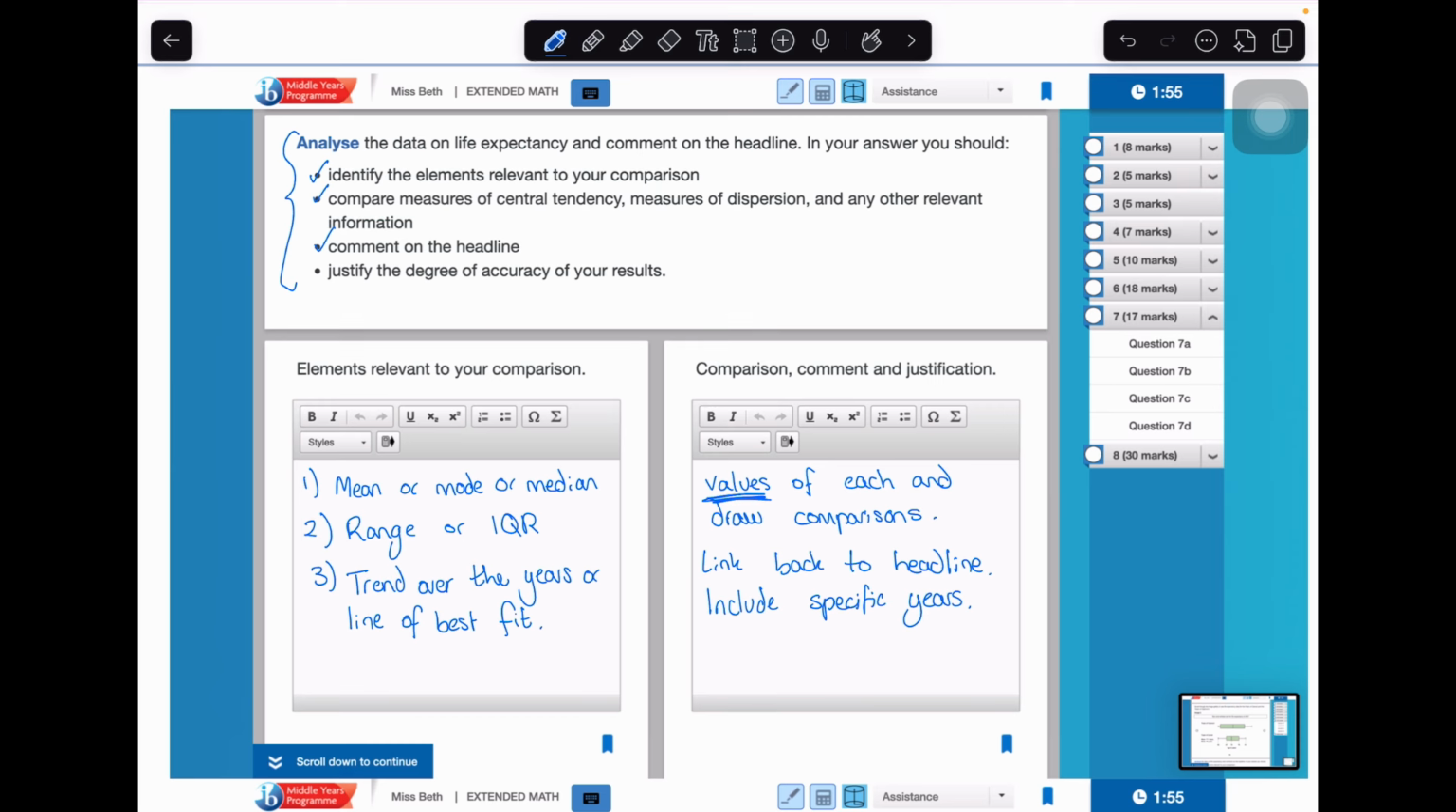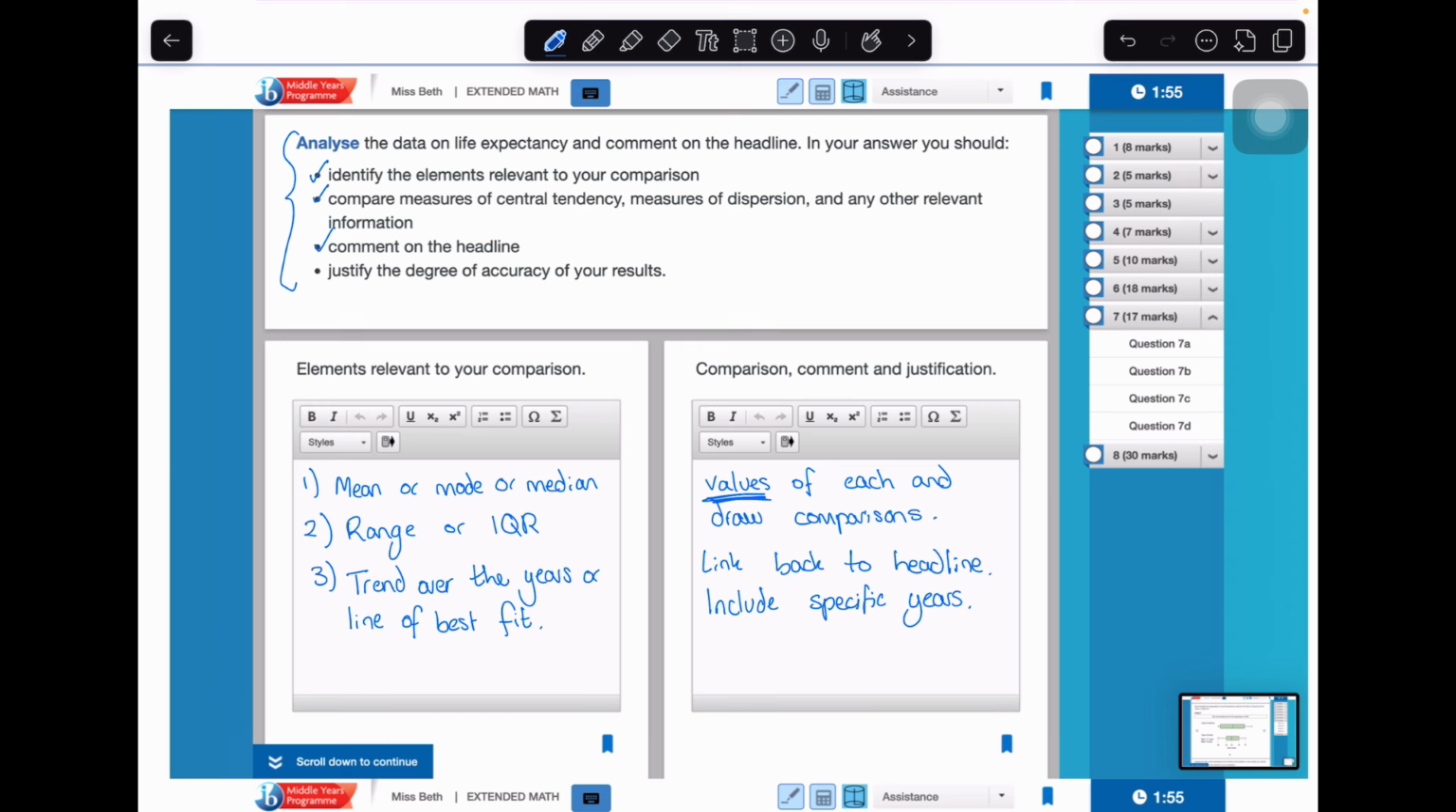You could say that there was a gap, but it narrowed in 1980. There was a gap for 30, 50 years. All those sort of things where you're being very, very specific on the years that you agree with the headline and then the years that you do not agree with the headline.